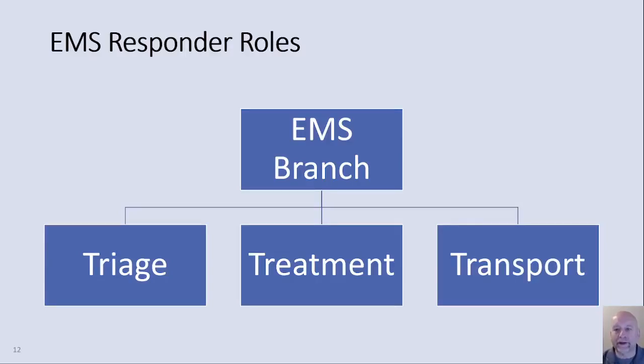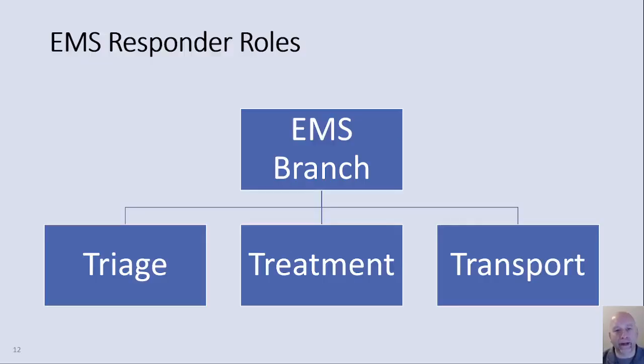The EMS branch of the operations section is responsible for 3 functional groups. We're going to be responsible for triage, treatment, transport. The EMS branch is led by a branch director, and each of the groups, triage, treatment, and transport, is led by a group supervisor.